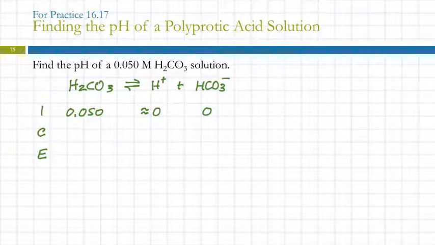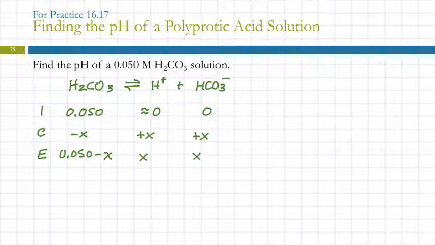Then we use X to stand in for the change that's going to happen. So carbonic acid is going to change by negative X, and our products are going to change by plus X. Hopefully this is comfortable and familiar by now. So at equilibrium, we end up with the concentrations described as 0.05 minus X, X, and X.